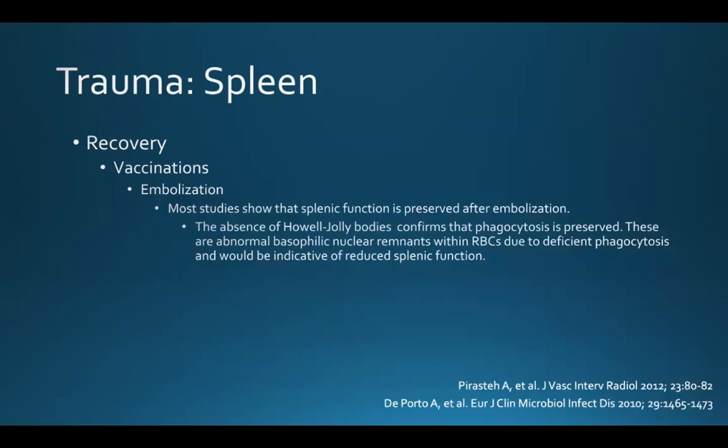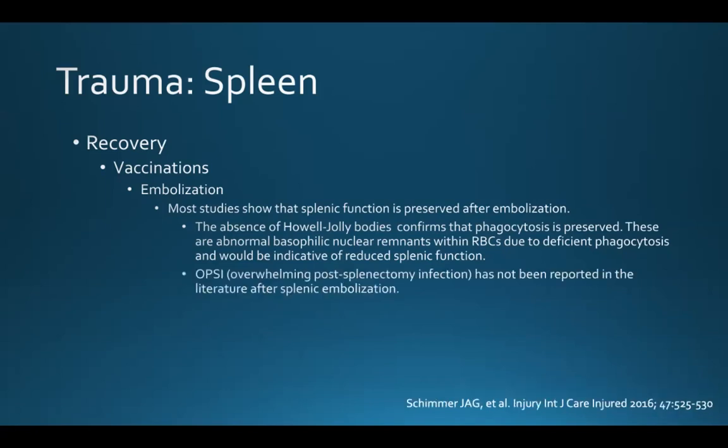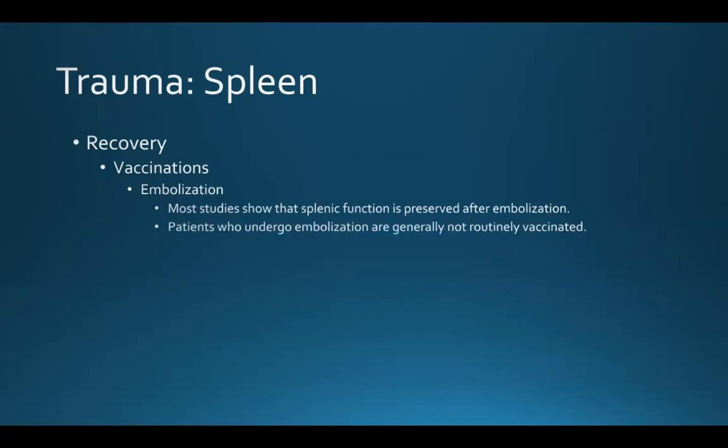In one paper, the absence of Howell-Jolly bodies confirms that phagocytosis is preserved. These bodies are abnormal basophilic nuclear remnants within red blood cells due to deficient phagocytosis and would be indicative of reduced function if they were present, but in this study they were absent. In addition, OPSIs, or overwhelming post-splenectomy infections, have not been reported in the literature after splenic embolization. Since most studies show that splenic function is preserved after embolization, patients who undergo embolization are generally not routinely vaccinated in any special way.